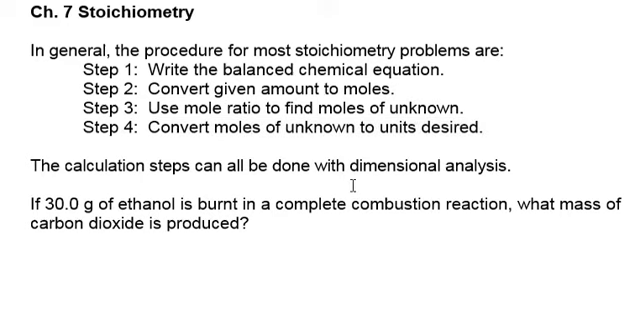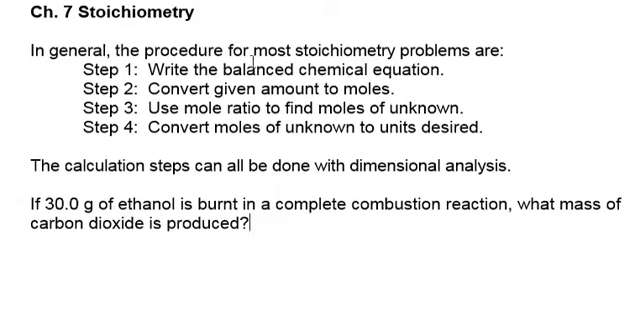So all these calculation steps can be done with dimensional analysis. And a quick reminder on dimensional analysis, that is using our conversion factors and canceling units so that we end up with the units that we want, as opposed to calculating using formulas. It's a little more compact way of showing it. So if we have this first example, 30 grams of ethanol is burnt in a complete combustion reaction, what mass of carbon dioxide is produced?